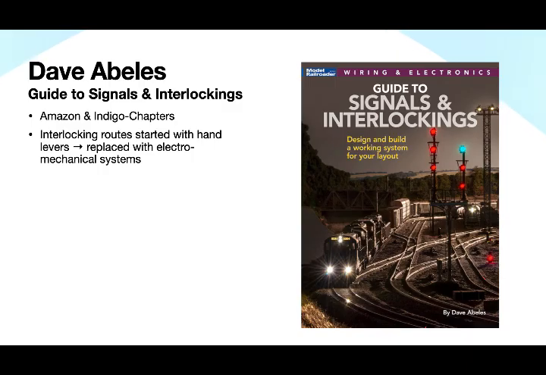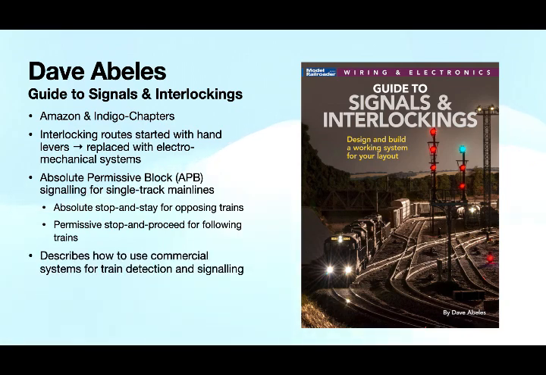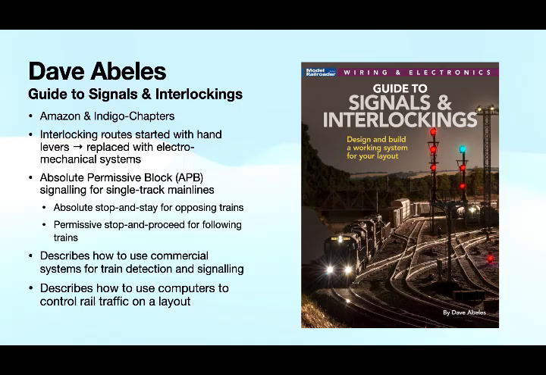Interlocking routes started with hand levers replaced with electrical mechanical systems. Absolute permissive block signaling for single track main lines: absolute stop and stay for opposing trains, and permissive for following trains. Dave describes how to use commercial systems for train detection and signaling, and goes on to describe how to use computers to control road traffic on a layout.